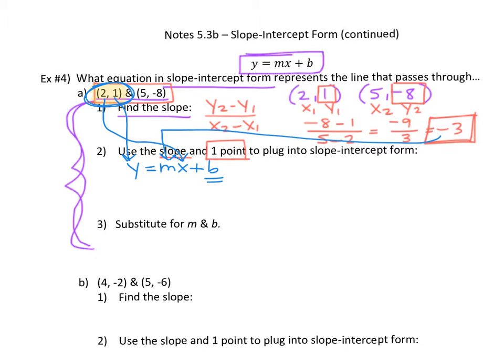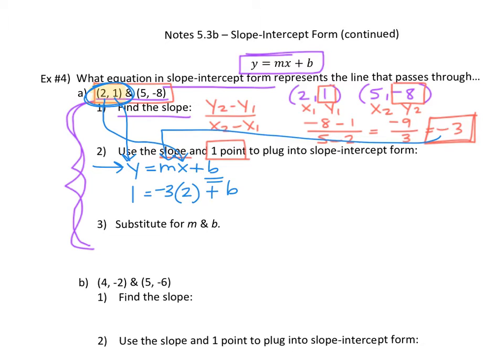So y, or 1, equals negative 3, our m, times our x, which is 2, plus b. Wait, is there a certain order that you have to put those numbers in? It has to be y equals mx plus b. Okay. Right? It has to go into this form. Okay?